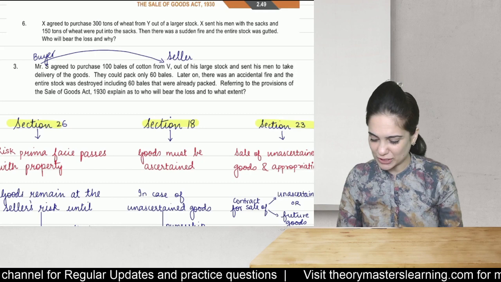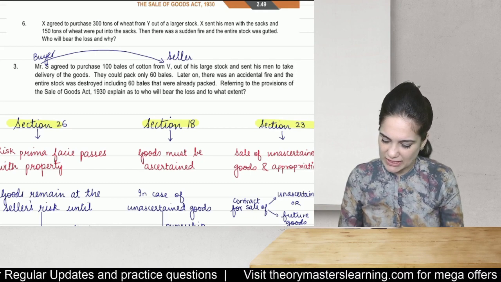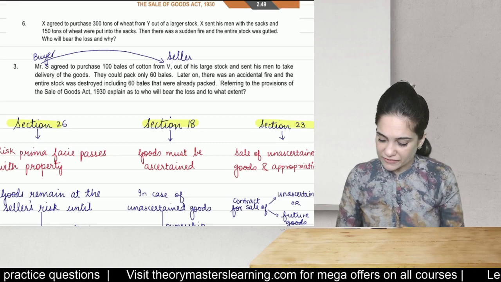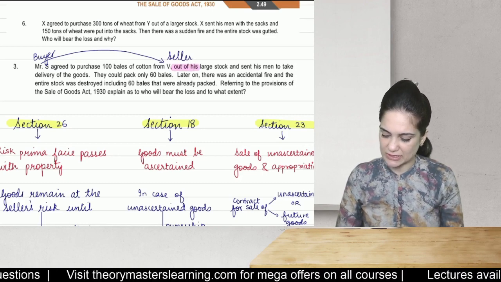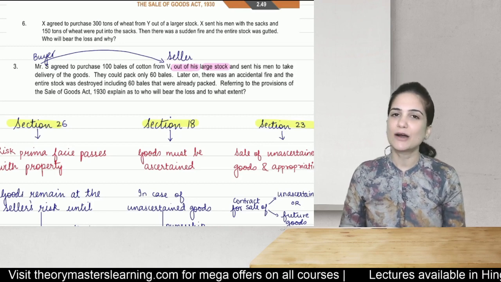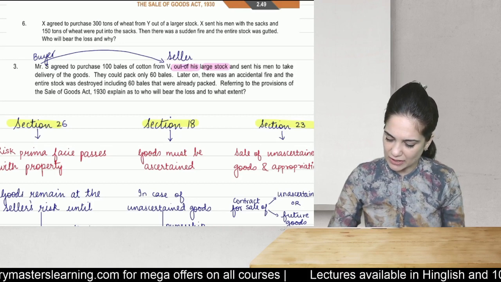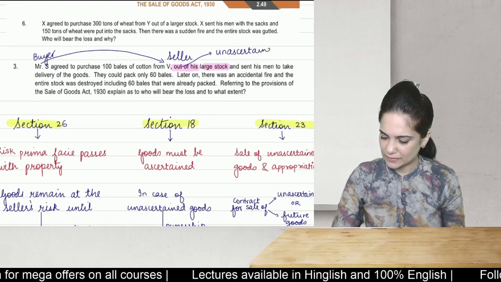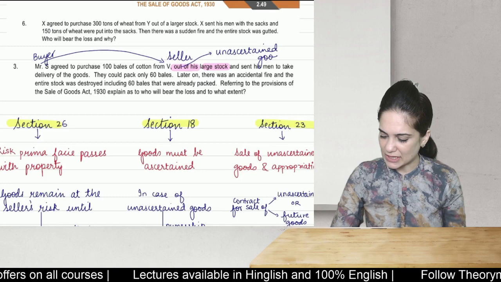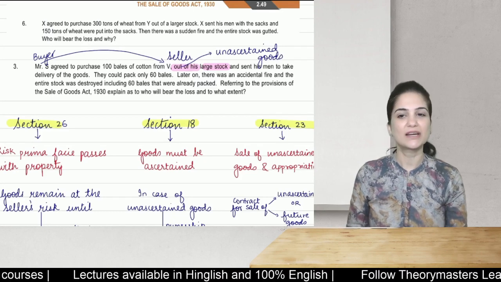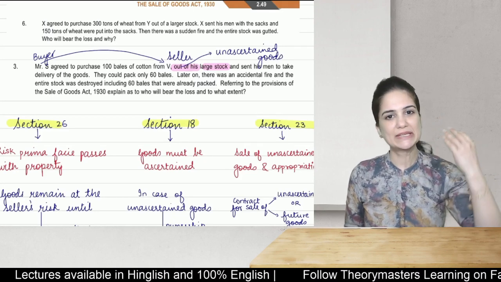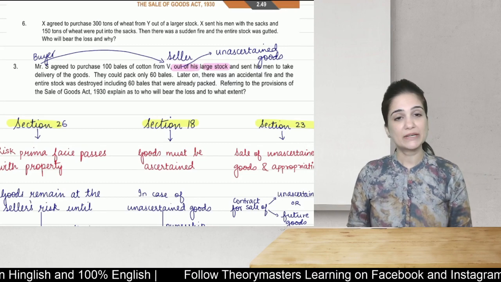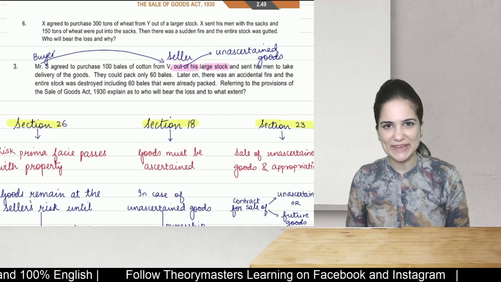The second thing which should come to your mind while reading this question is that he has agreed to purchase 100 bales of cotton out of his large stock. Now the words out of show that the goods are unascertained goods. So he sent his men to select those goods and take the delivery, but they could pack only 60 bales.